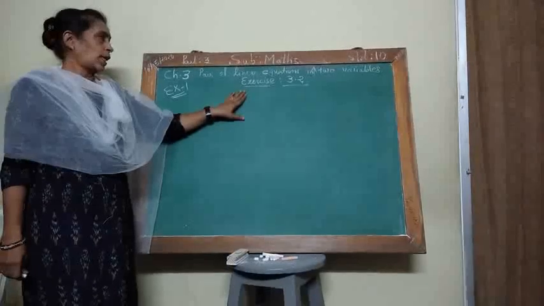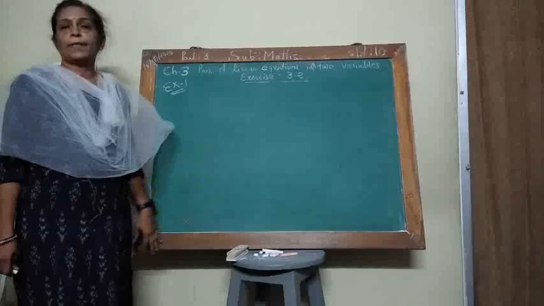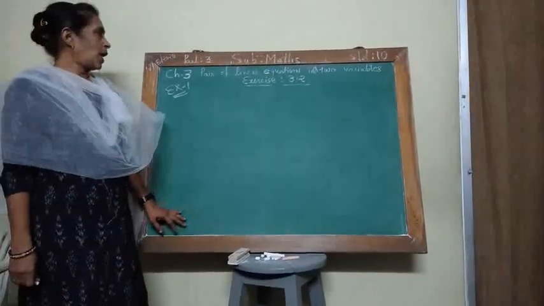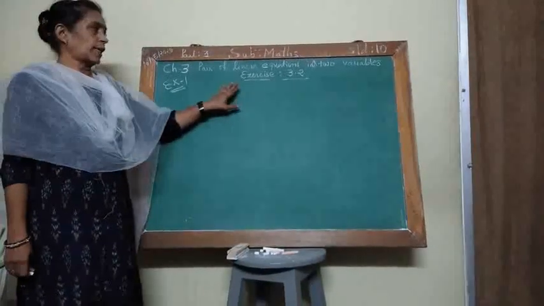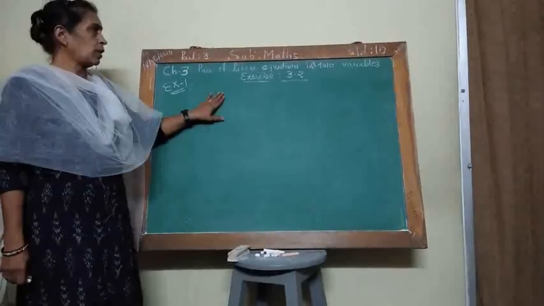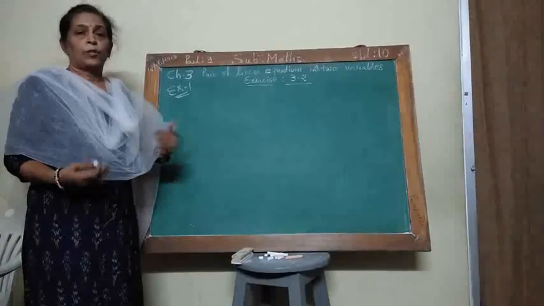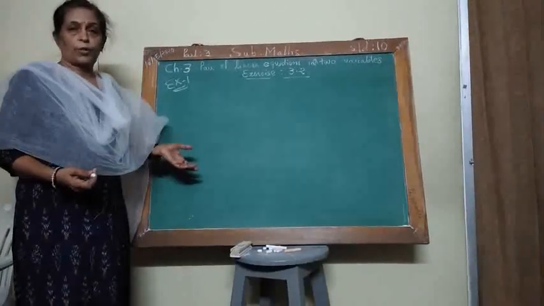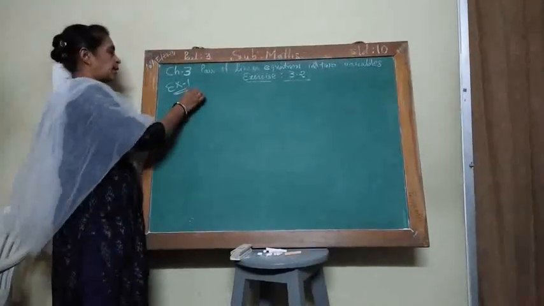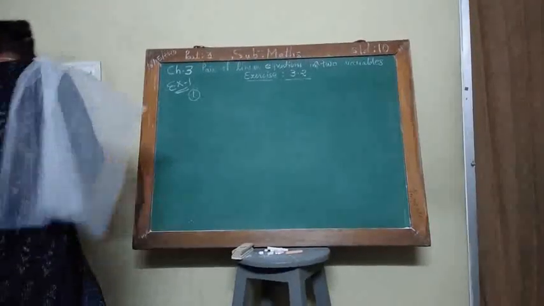Today I start exercise 3.2 of chapter 3, pair of linear equations in two variables of standard 10. In part 2 we have studied about exercise 3.1. Today in this part 3 we shall study about forming equations and obtaining the solution graphically. Okay. So let us start example 1, number 1. I read the sum.